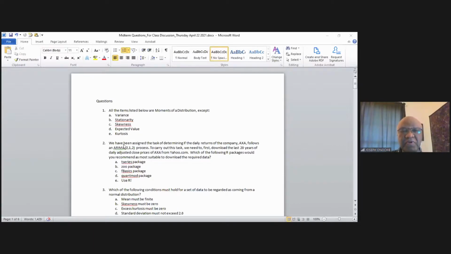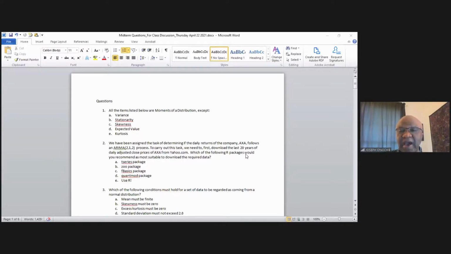Number 2. This is many long sentences, but the answer is easy. This is one of the couple of questions I did with R. I didn't want you to do anything with R, but I wanted you to remember what you use for homework. We have been assigned the task to determine if the daily returns of AXA follow an ARIMA(2,1,2) process. To carry out this task, we need to first download the last 20 years of data. So this question is really about downloading data.